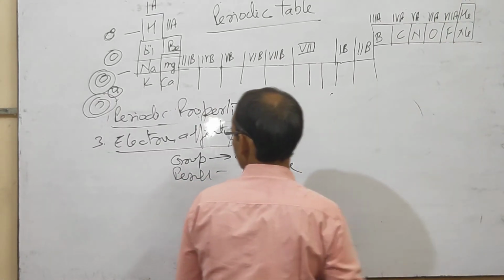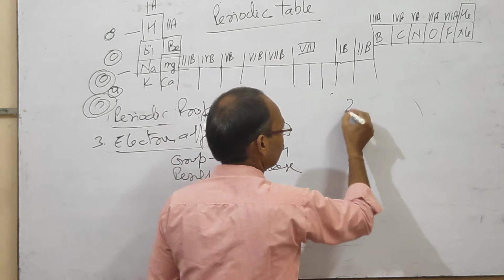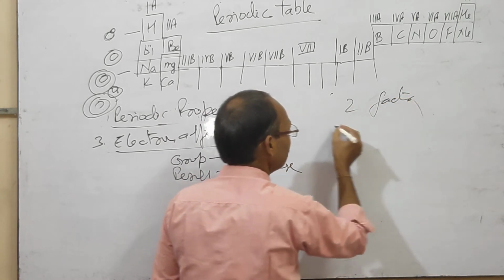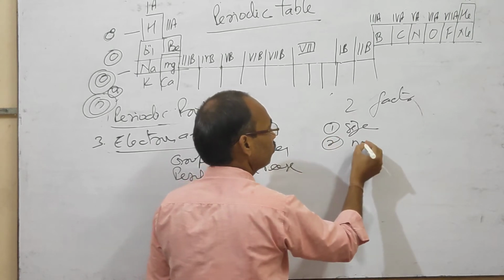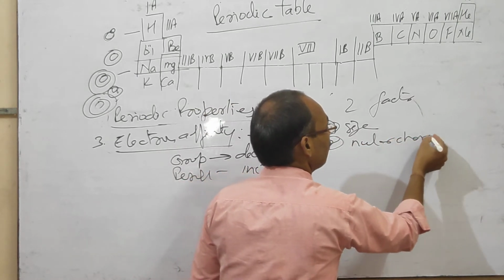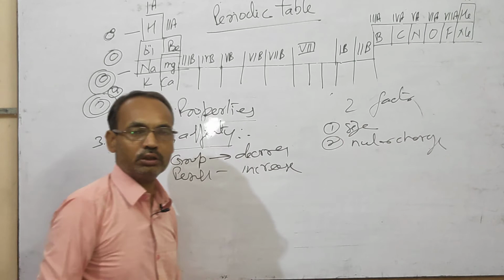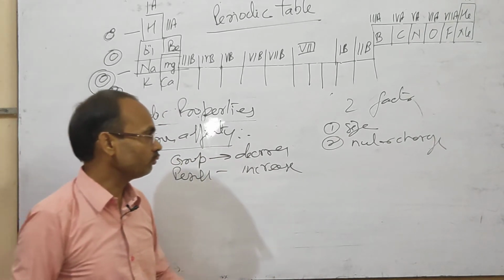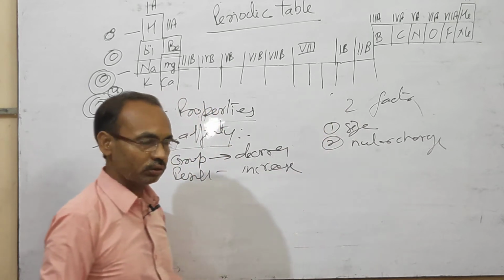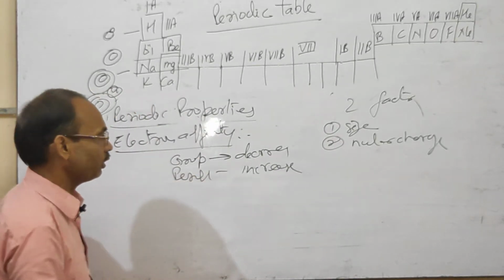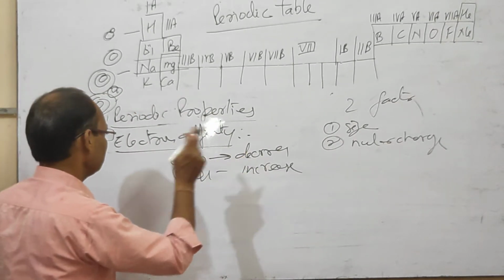Because electron affinity depends upon two factors. First of all, the size of the nucleus, and second, the nuclear charge. This factor is very important in ICSE, because if the factor is not given, then you cannot guess about the decrease or increase.